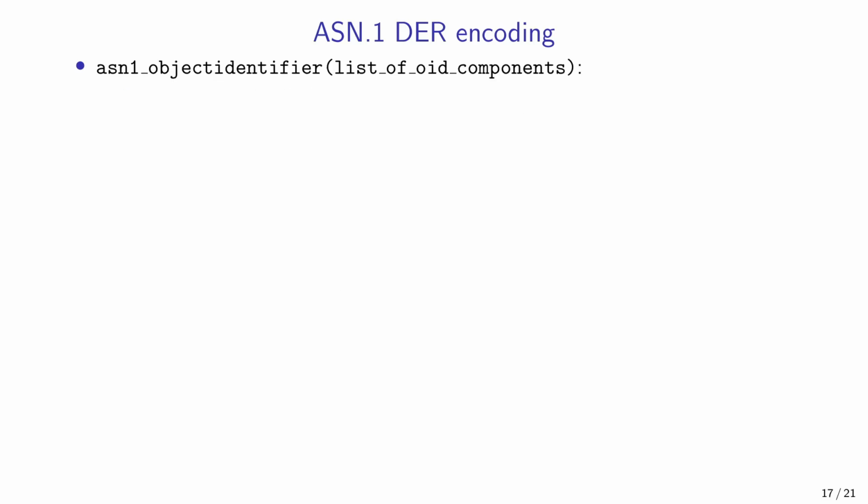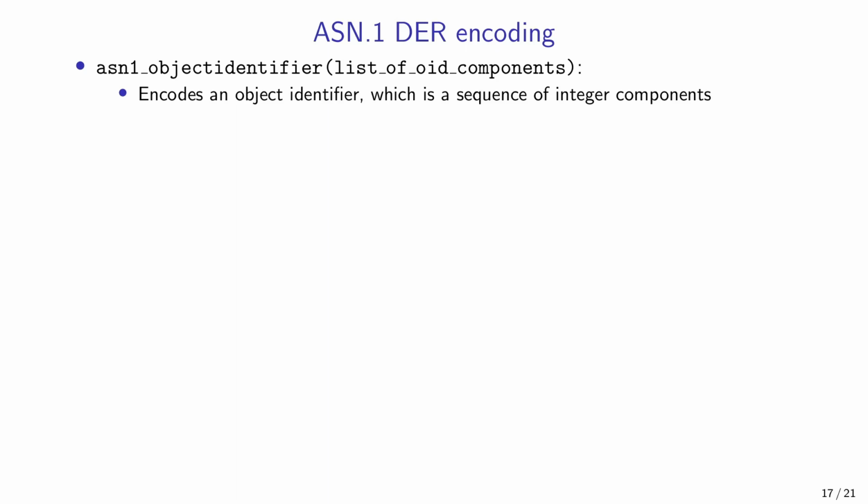Object identifier is the most complicated type to encode. It encodes an object identifier, which is a sequence of integer components. The type byte encodes universal primitive tag 6. Your ASN.1 object identifier method will receive a list of integers, the object identifier components. Now the question is how to encode these object identifier components.